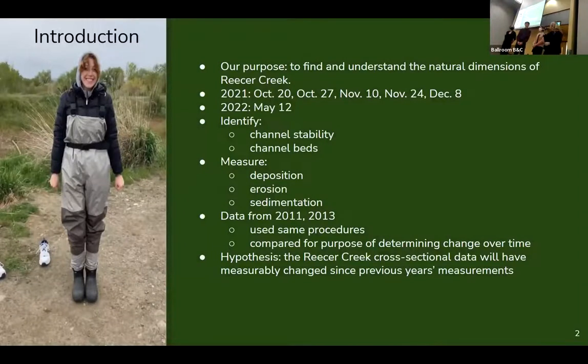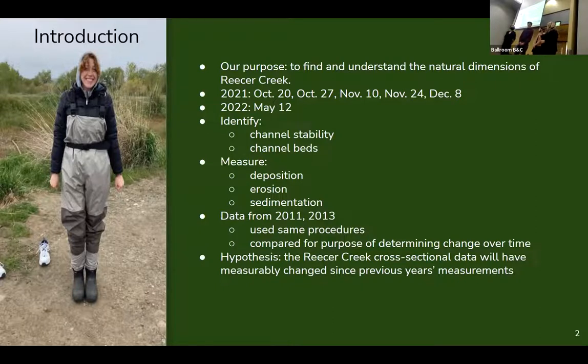So, a little introduction. Our purpose of this research project was to find and understand the natural dimensions of Reecer Creek. We collected data on several different days. We collected data in 2021 on October 20th and 27th, November 10th and 24th, December 8th, and then this year we collected data on May 12th.